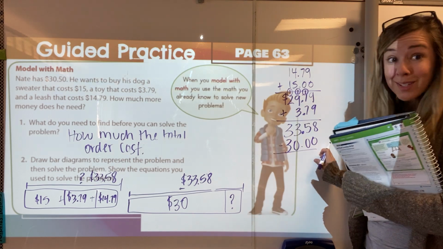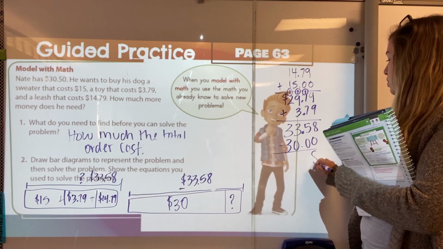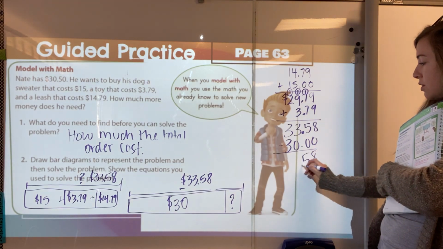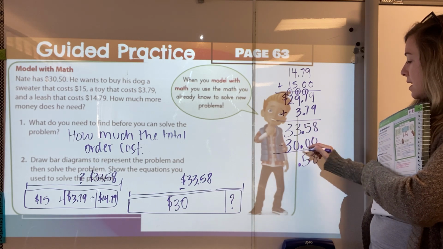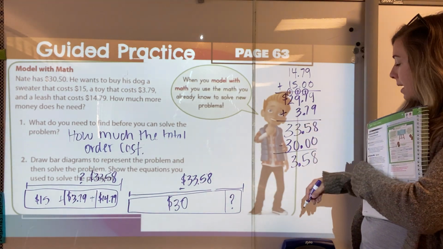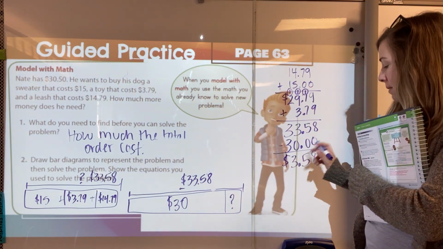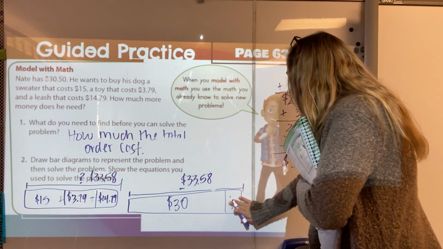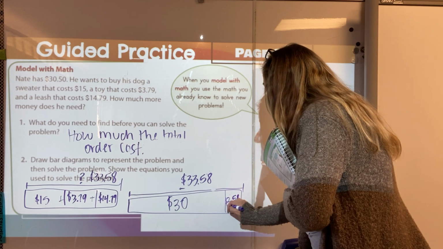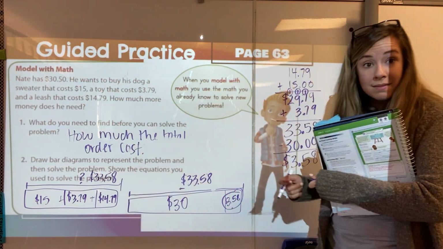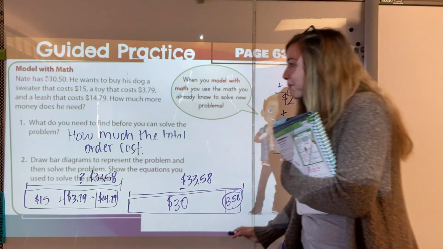Which is nice because all my zeros are on the bottom. So now it's not that big of a deal. So I can do 8 take away 0 is 8. 5 take away 0 is 5. And my decimal point comes straight down. Don't forget it. 3 take away 0 is 3. And then 3 minus 3 is 0. So he only needs $3.58. And I bet maybe, if he asked really nicely, somebody in his family would help him out, right?